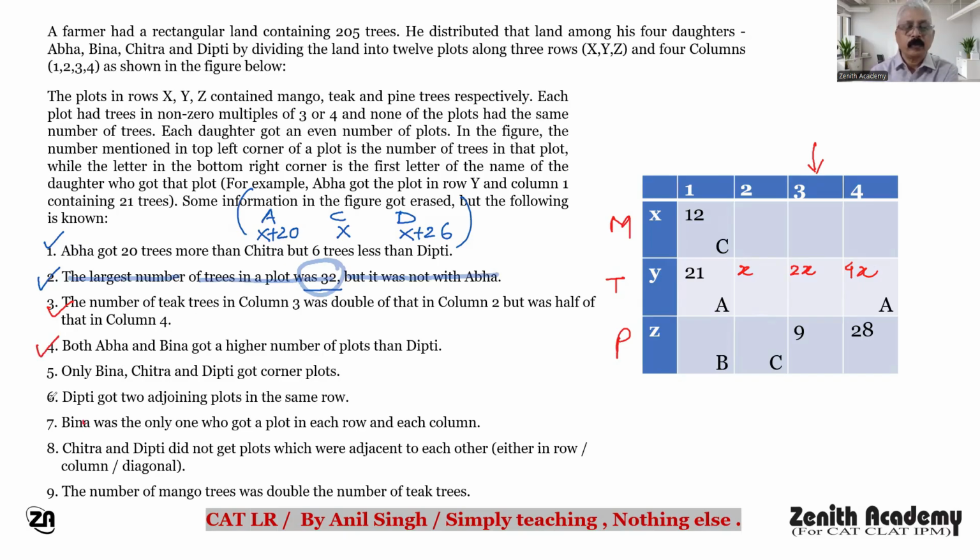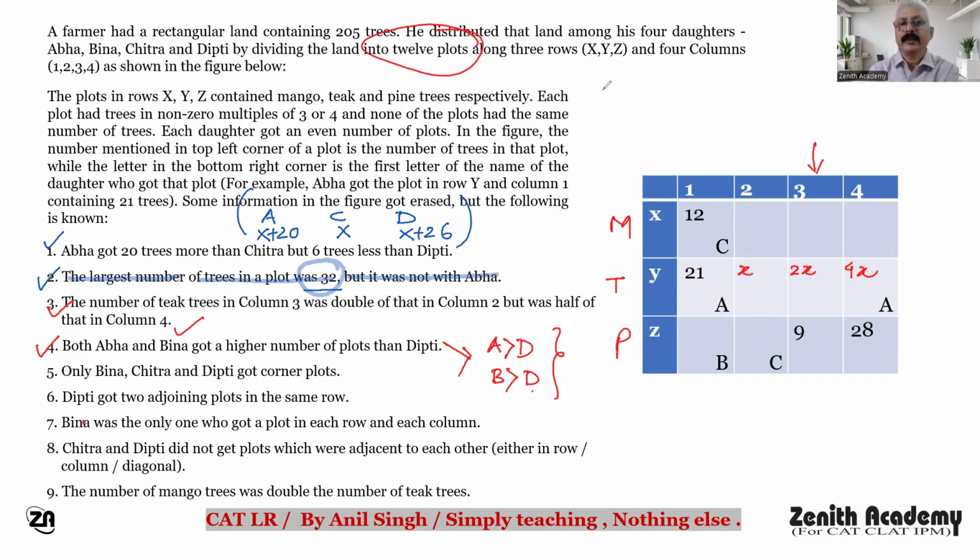Now see point 4: both Abha and Veena got a higher number of plots than Deepti. The number of plots with Abha is more than Deepti, and Veena also got more plots than Deepti. Okay, let's see here: the total number of plots is 12.